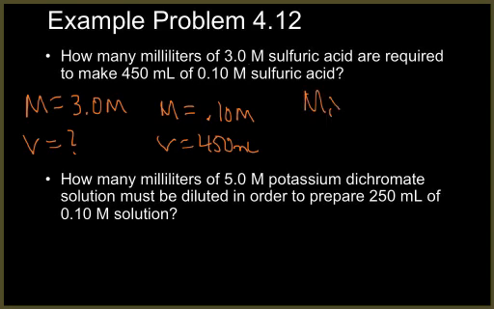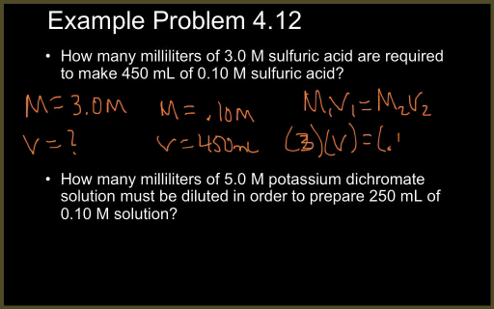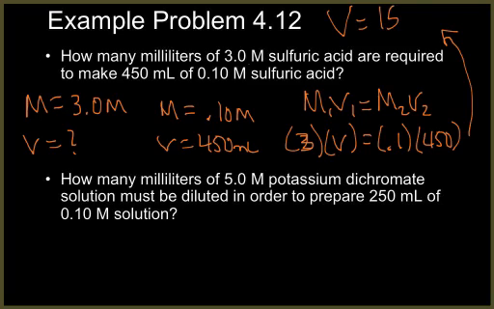So M1V1 equals M2V2. So original molarity is 3. Volume is what I'm solving for. My new molarity is 0.1, and I have 450 milliliters. So my volume here is 15 milliliters. So again, original molarity, original volume equals new molarity, new volume. So really with these you just have to make sure you keep the concentrated versus the dilute separate, and you make sure that the volumes and the molarities are together with the right ones. Okay, let's try another one.